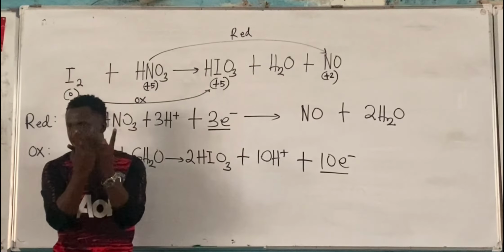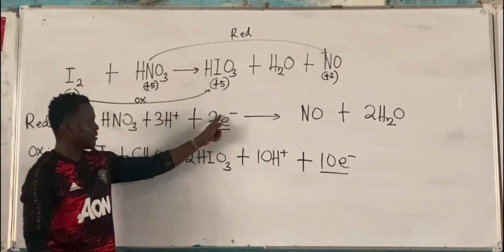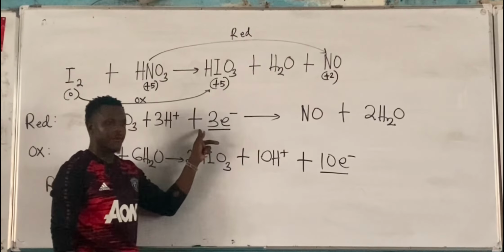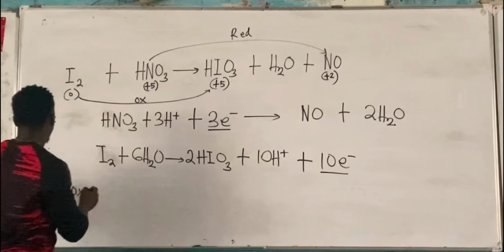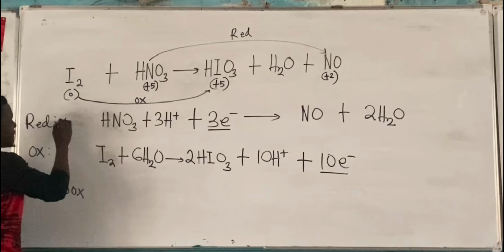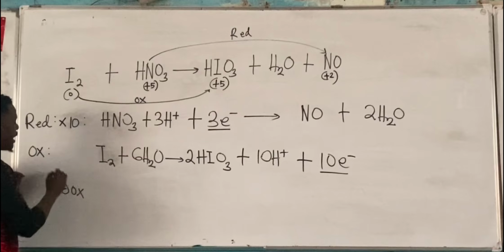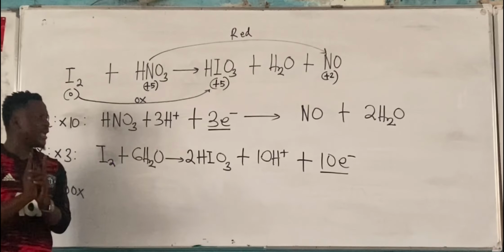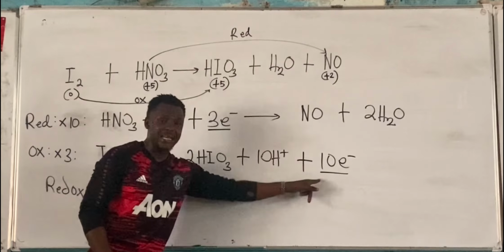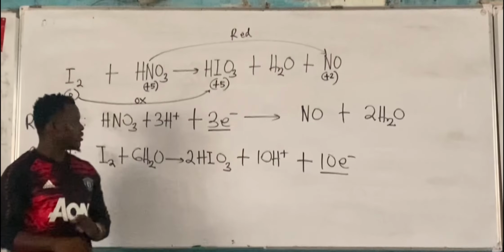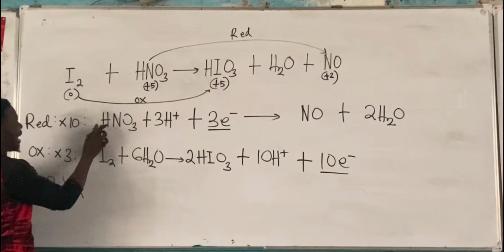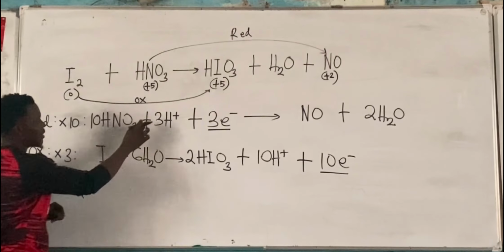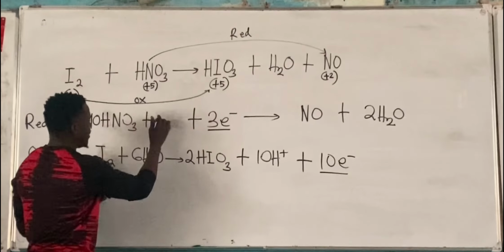So in the absence of a whole number that can multiply 3 to give us 10, we're going to do opposite multiplication. The one that is 3, multiply by what? 10. The one that is 10, we multiply by what? 3. So this is going to be multiply the reduction half cell by 10, and the oxidation half cell by 3. Now, why are we doing that? The sole aim is to make sure that this and this will be the same. So when I do that, you multiply this by 10, there is 1 here, right? 10 times 1 is what? 10. 10 times that is what? 30.